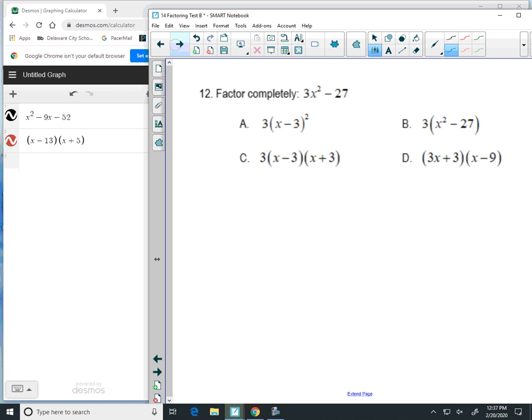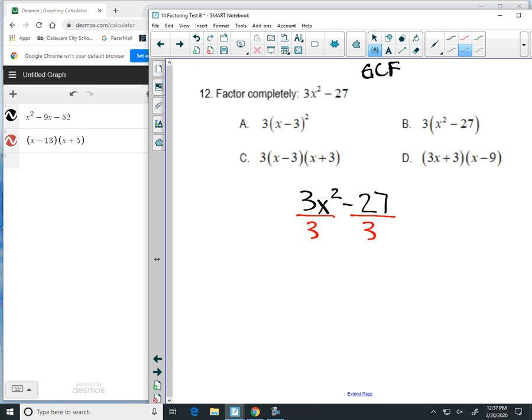Let's keep going. We're going to factor completely here. So the first thing that we're going to need to check with is GCF. Can we pull a GCF out? We can. What can we divide away? We can divide the 3 away. Can we divide any x's away? No x's. No, so just a 3.